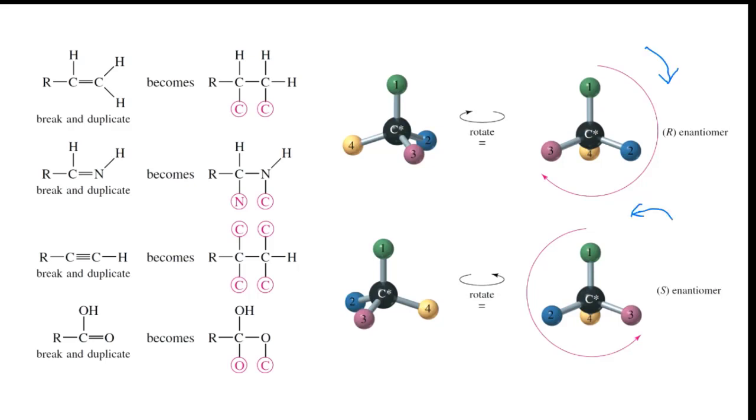If you don't know which is counterclockwise and which is clockwise, this is a trick that I use. When you write an R, you draw it this way, right? That's clockwise. When you write an S, like this, you're going this way, so that's counterclockwise. This only applies when the lowest priority group is in the back. So it's a special trick you can use if you don't know whether counterclockwise is R or S and vice versa. That's all I wanted to share.